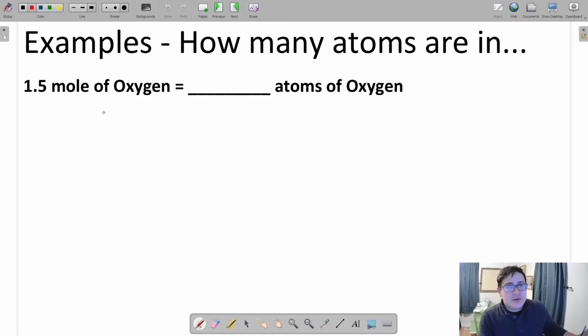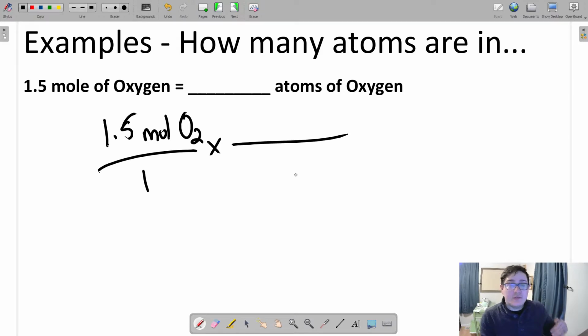So let's go ahead and type out what we have. You'll always, always, always start off with what you have. We have 1.5 moles of oxygen. And like every dimensional analysis conversion type problem, whatever unit is going to go right here is also going to go right in here. So let's put moles of oxygen down here.